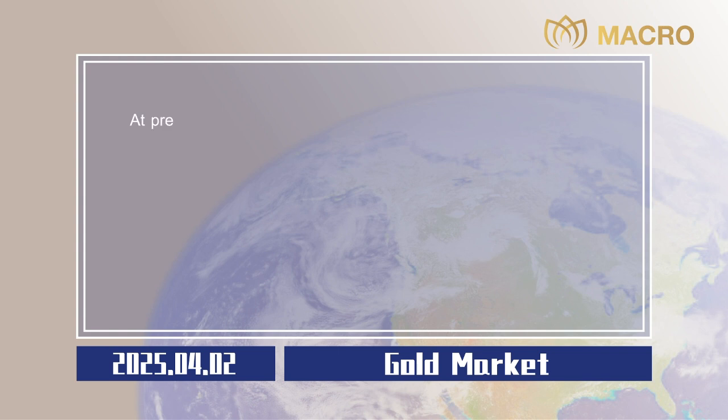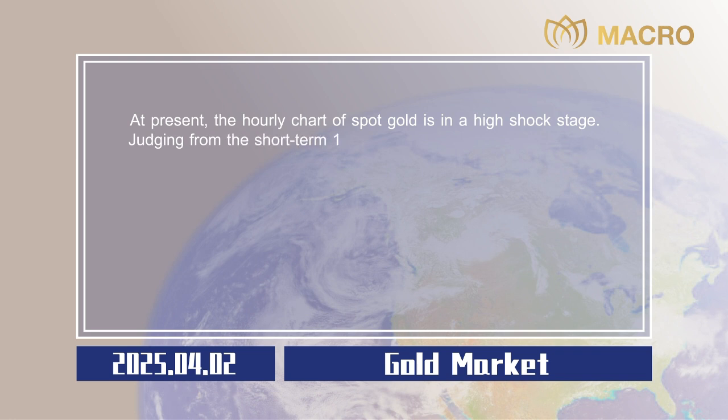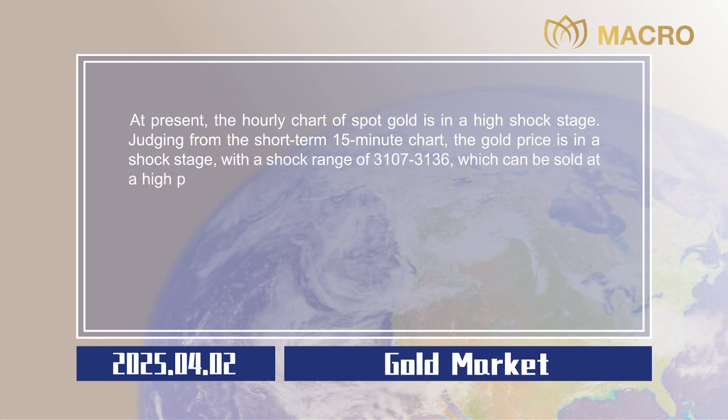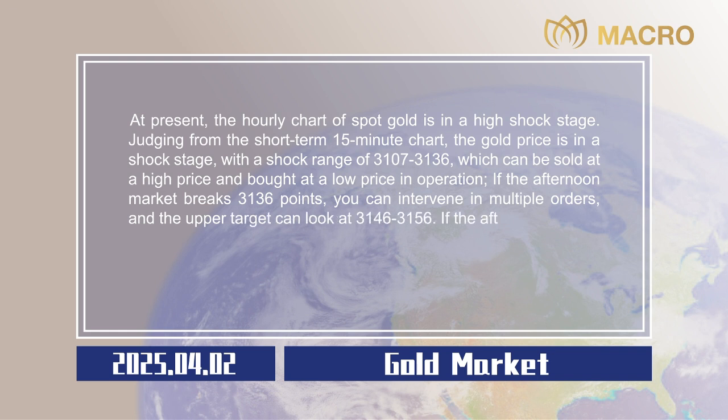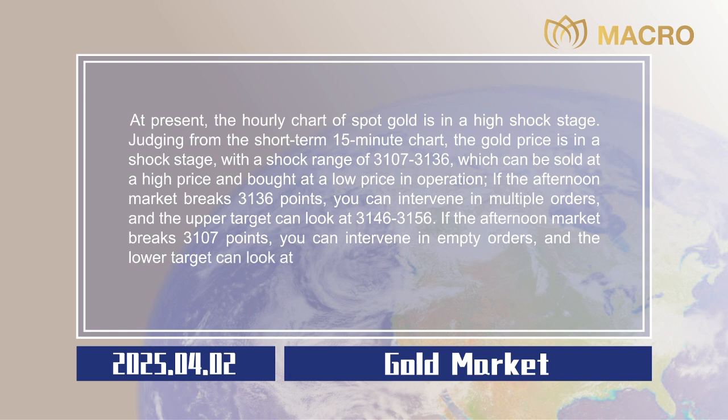Gold market. At present, the hourly chart of spot gold is in a high shock stage. Judging from the short-term 15-minute chart, the gold price is in a shock stage, with a shock range of 3107 to 3136, which can be sold at a high price and bought at a low price in operation. If the afternoon market breaks 3,136 points, you can intervene in multiple orders, and the upper target can look at 3146 to 3156. If the afternoon market breaks 3,107 points, you can intervene in empty orders, and the lower target can look at 3097 to 3087. Stop losses are all $5.